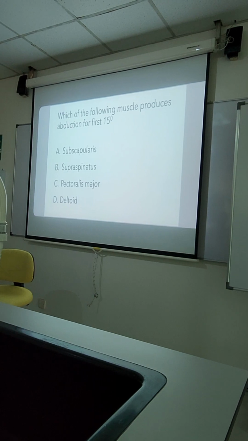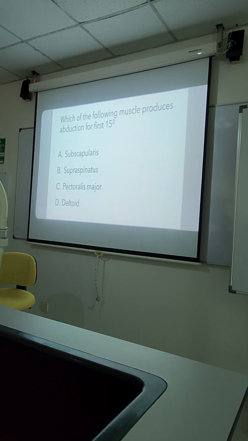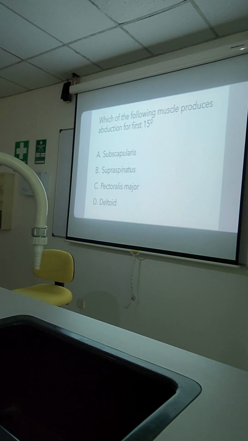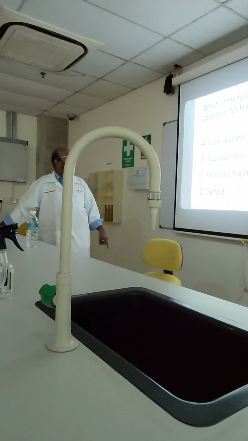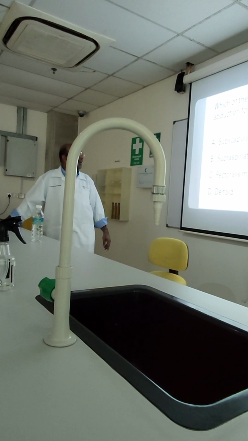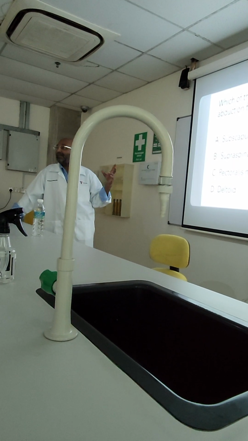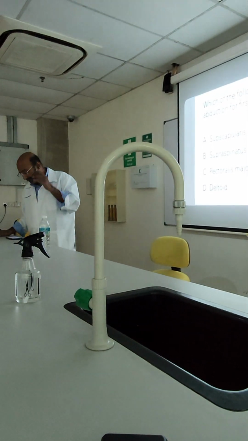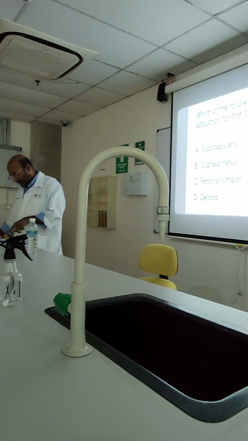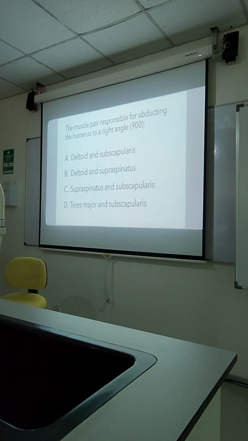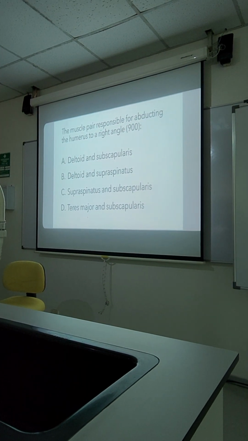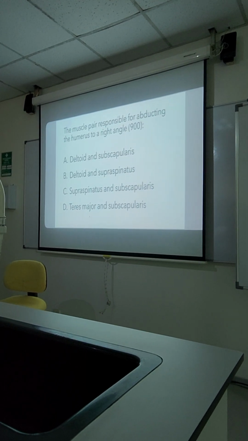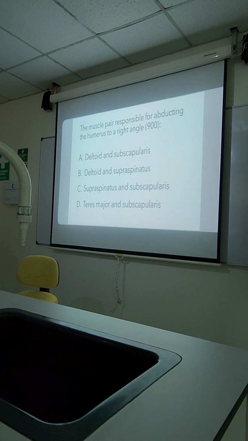Read the question loudly. Which of the following? Supraspinatus. Which one? Deltoid. Say the name of the muscle. Supraspinatus. You mark B. That is there. But now I want you to tell the name. Deltoid and supraspinatus, yes.